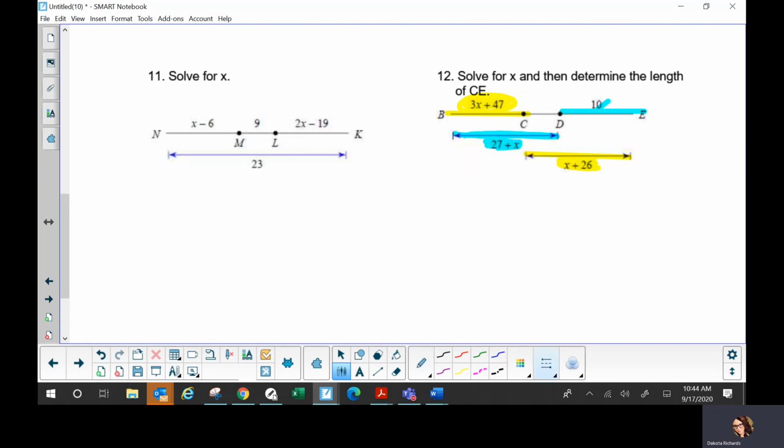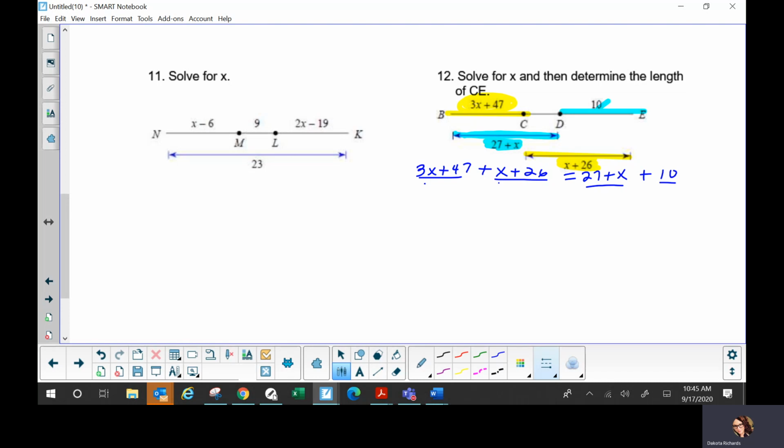So 3x plus 47 and then x plus 26, those two make up the whole line. And then the other two make up the whole line. So you're setting those equal to each other. The other part would be what's in blue, 27 plus x, and then plus 10. Now we just combine like terms, solve for x.